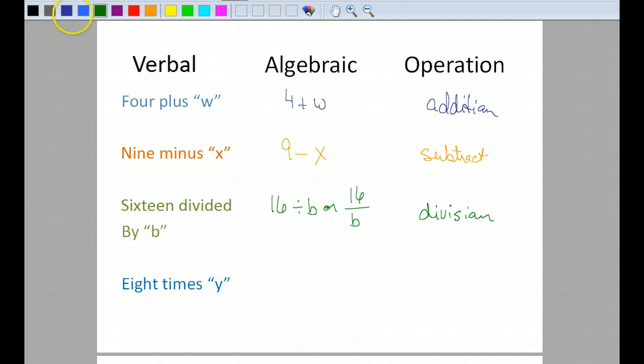8 times y. We're going to write that as 8y. I know some of you have used the x to be your multiplication symbol, but we're just going to write those two guys right beside each other. The only other way that we'll occasionally write multiplication is 8 dot y. But we are going to do that very rarely, so we're going to keep it in this form.